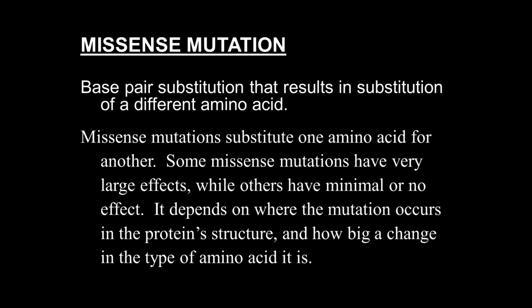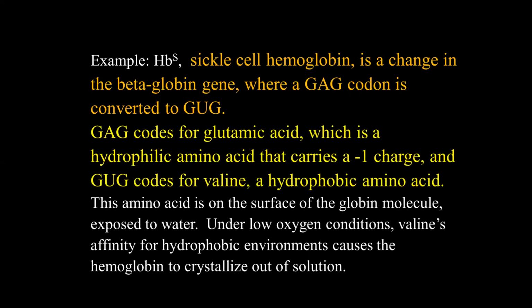Some missense mutations have very large effects. That means sometimes the effect of a missense mutation is so deleterious, so harmful, that it can cause a severe disease like sickle cell anemia. At times it may not be so harmful, but at times missense mutation can be very, very harmful. Say, for example, sickle cell anemia. What happens in sickle cell anemia? In the case of the beta globin gene, there is a change in the beta globin gene.